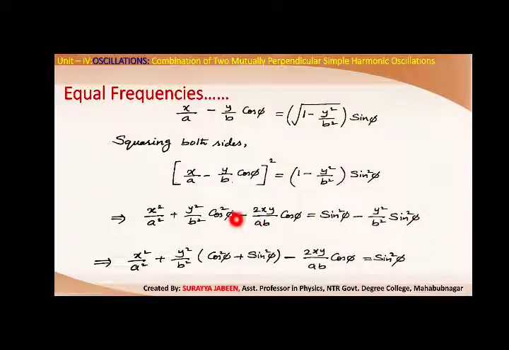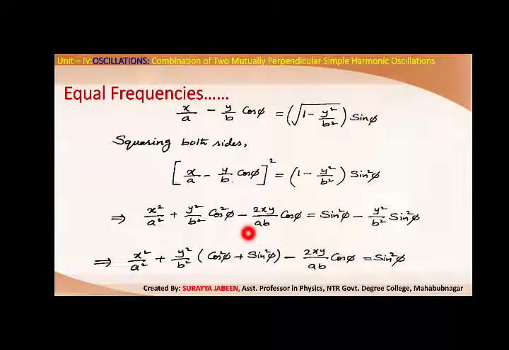Now see this equation, we are having x square by a square plus y square by b square cos square phi, and here also y square by b square sin square phi. Now you can bring this to this side, then we get plus y square by b square sin square phi. I am taking y square by b square common here. Then we get inside the bracket cos square phi plus sin square phi.